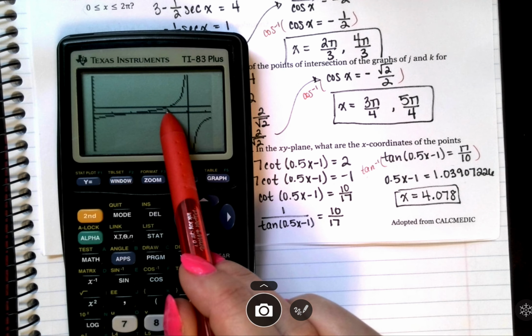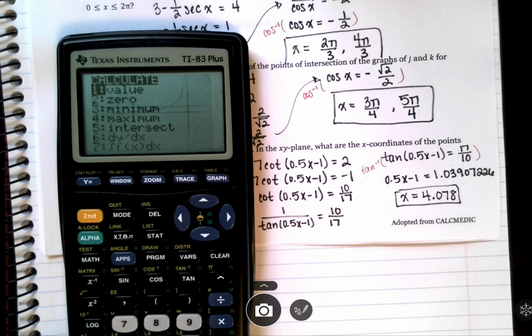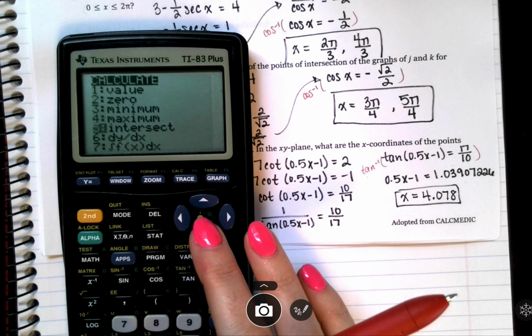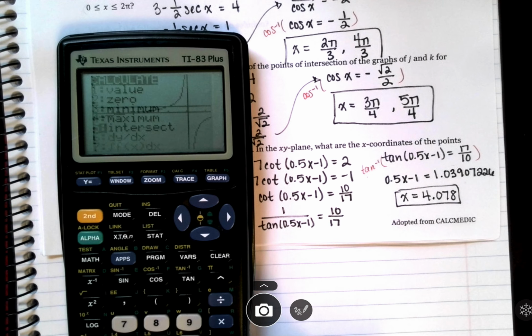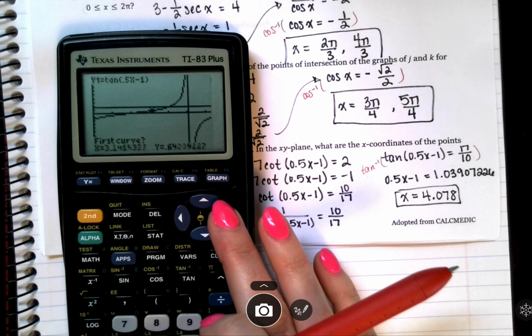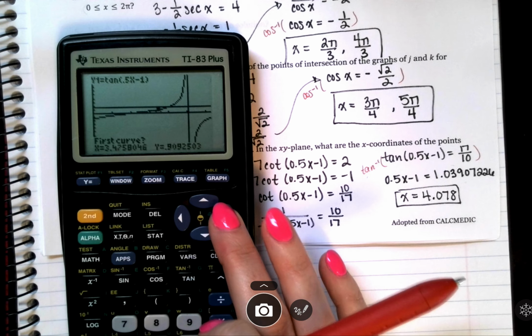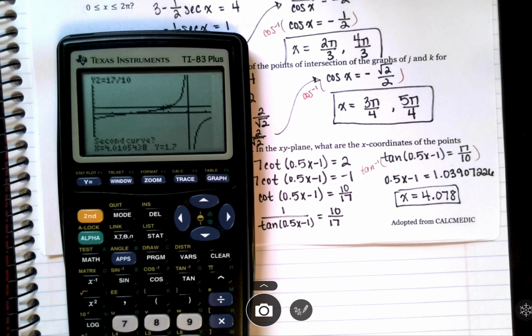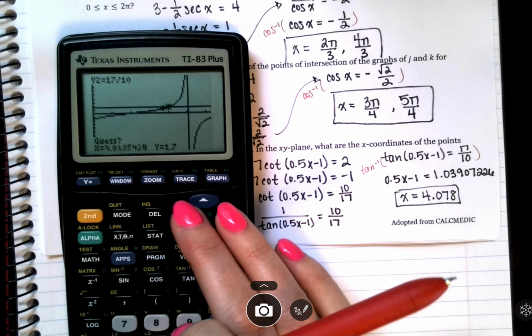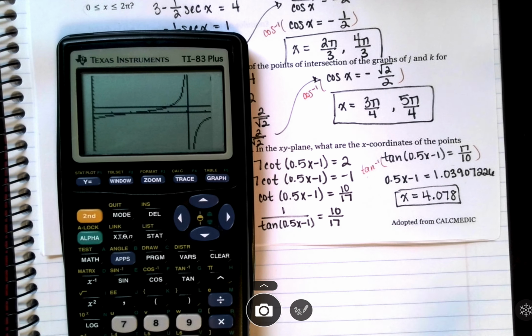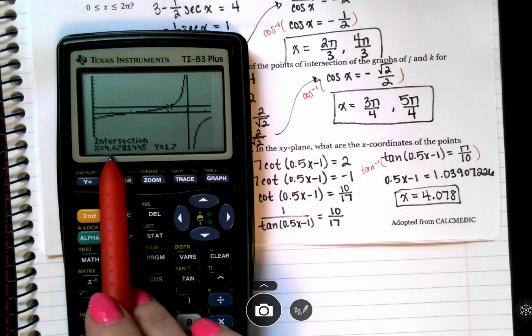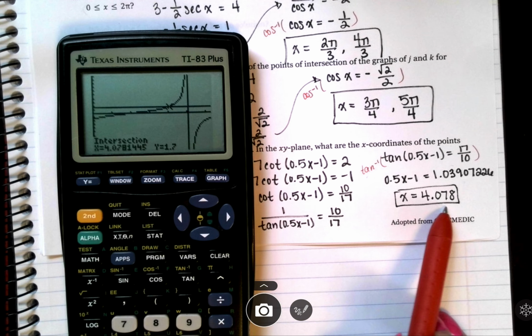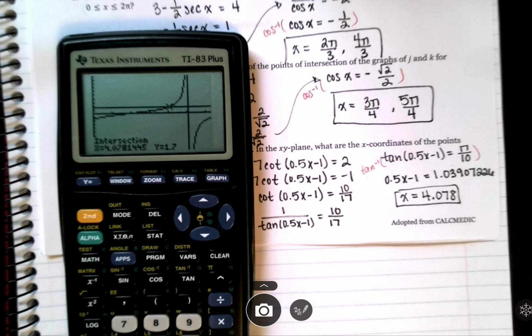So I want to calculate that intersection, so I'm going to do second trace. And it says first curve. So my spider is on that first curve. I'm going to get it close to the intersection point and hit enter. Second curve, I can tell it's on the horizontal line. Hit enter, and I'm going to guess that the intersection is somewhere right around there. The x value of that intersection is 4.078, which is what we calculated by hand. So that's another alternative to solve this problem.